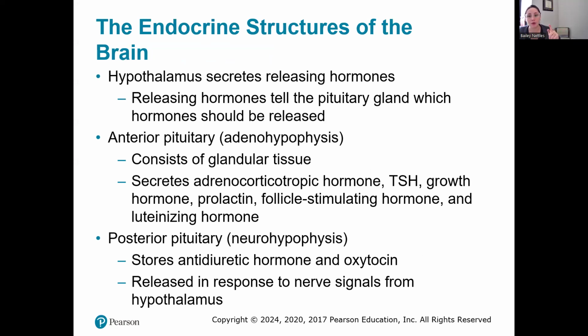So the hypothalamus, its whole job is it secretes a releasing hormone. The releasing hormone goes to the pituitary and says, hey, release these hormones. Okay, so the hypothalamus kind of controls what the pituitary is doing.